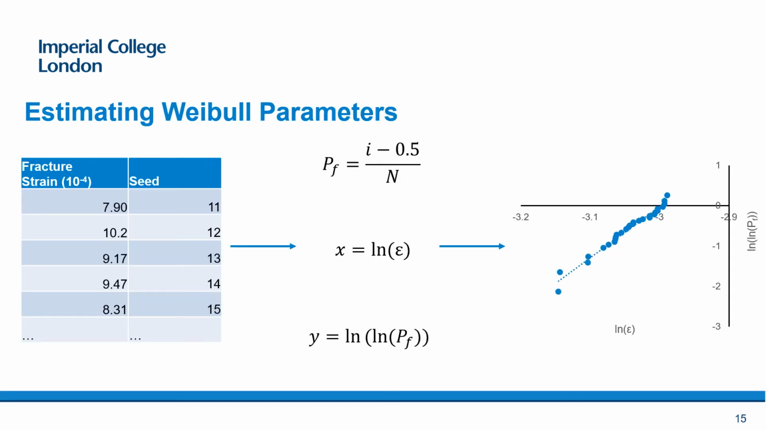So to estimate our Weibull parameters, we first ranked all our specimens by fracture strain, and then estimated probability of failure values based on their rank. We can then plot a straight line through the points on the curve of these two variables, the slope of which is our Weibull modulus.